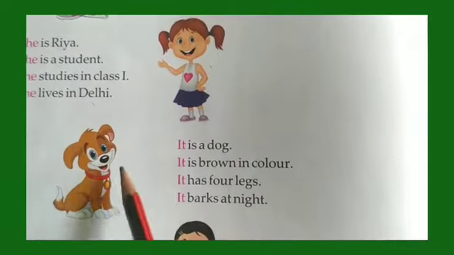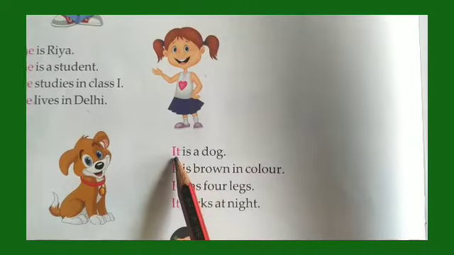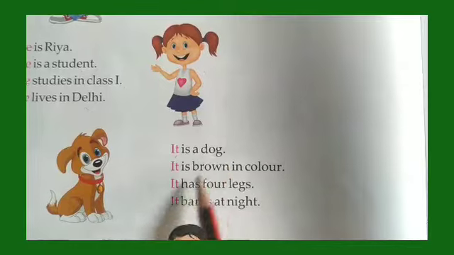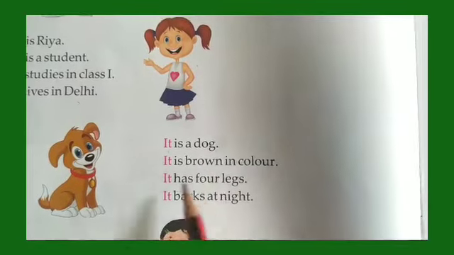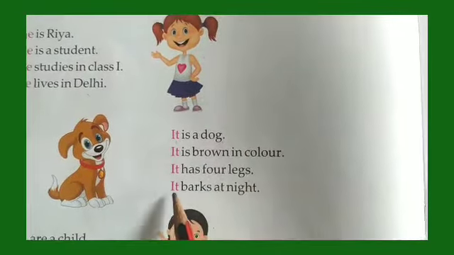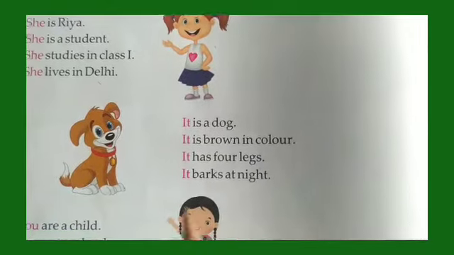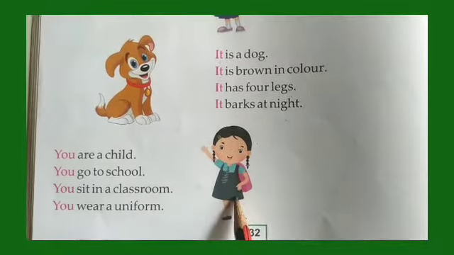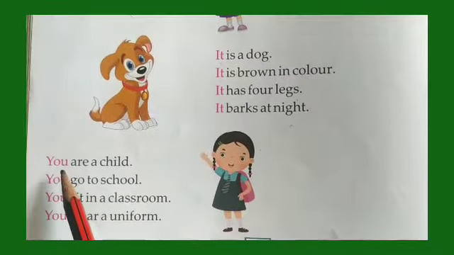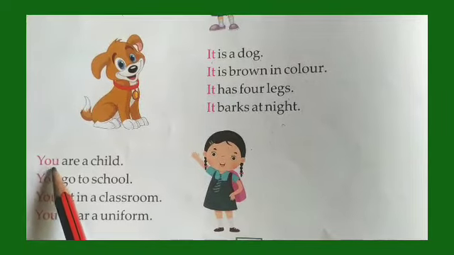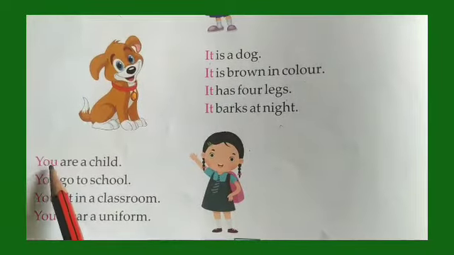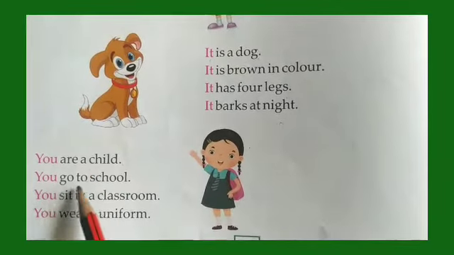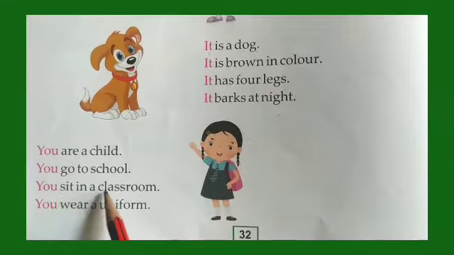Now, look at this. This is an animal. For an animal, what will we use? We will use it if there is no special name given. It is a dog. It is brown in color. It has 4 legs. It barks at night. Fine. Now, look at this. A girl, right? So, for a girl, we can use you. Yes, you and I are used for girl, boy, man, woman. Okay, you are a child. You go to school. You sit in a classroom.